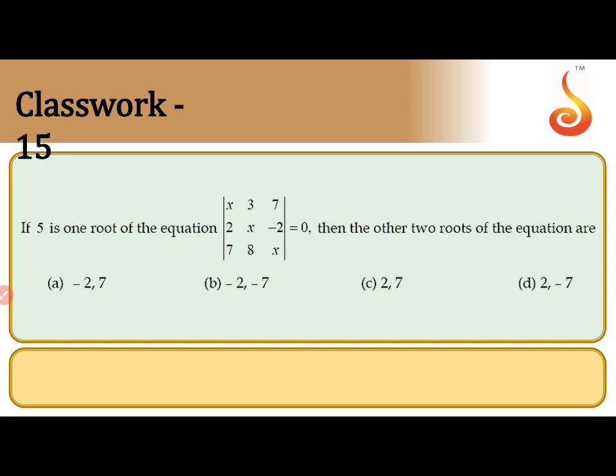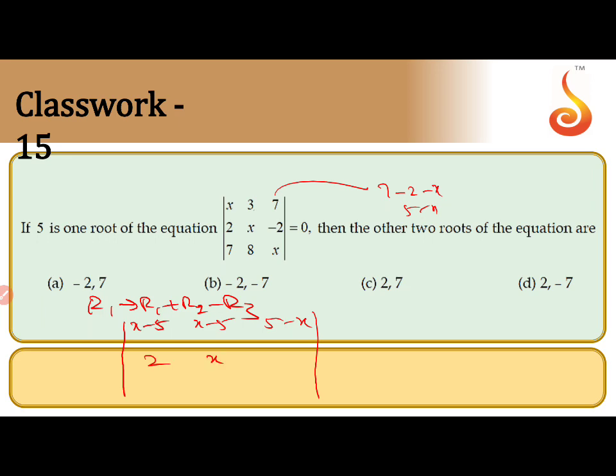It doesn't work. So what I will do is, as the first step, take R1 as R1 plus R2 minus R3. If you add this, x plus 2 minus 7 means x minus 5. Here 3 plus x minus 8 means x minus 5. We'll get x minus 5 in each position. So when you apply this property, the first row is x minus 5, x minus 5, and 7 minus 2 minus x means 5 minus x comes here.